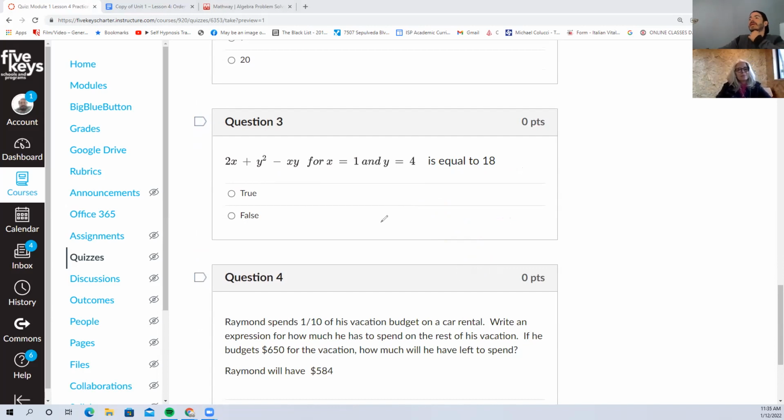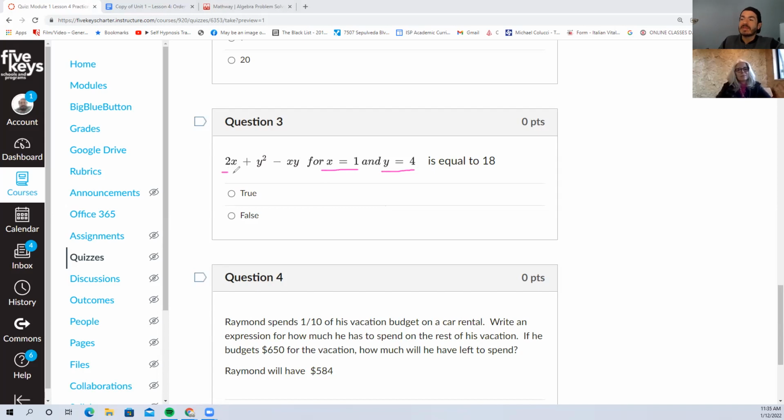Okay, question number 3. 2x plus y to the second power minus x times y, for x is equal to 1 and y is equal to 4, is equal to 18. This is one of those evaluating questions. So it's asking us to substitute these numbers in for the variables, or the unknowns, I should say. So x is equal to 1, y is equal to 4.